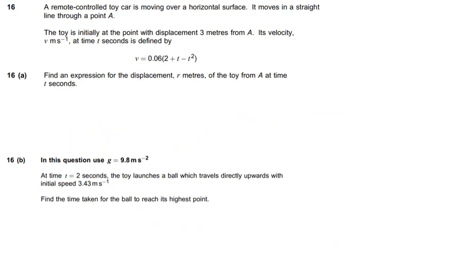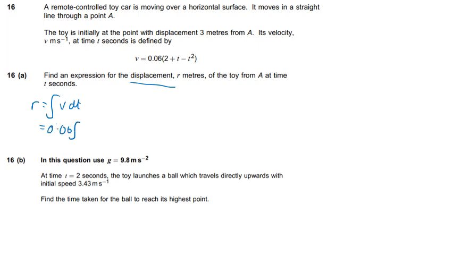Okay, last question. A remote control toy car is moving over a horizontal surface. It moves in a straight line through a point A, and we're told that this is the equation for its velocity. Find an expression for the displacement. Well, we know that the displacement is the integral of the velocity. So we need to integrate that expression.